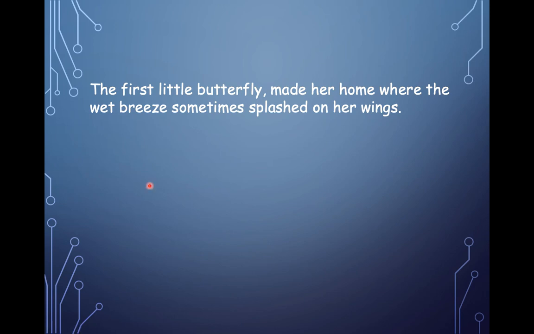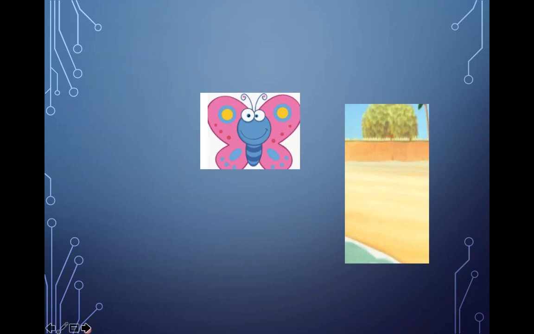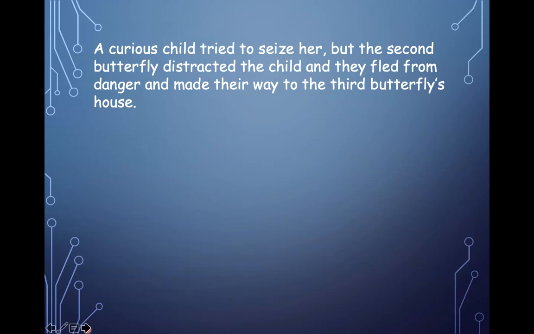The first little butterfly made her home where the wet breeze sometimes splashed on her wings. The wet breeze sometimes splashed on her wings. I'm thinking, okay, water. So she must live near the water. Where would the character live? I'm thinking the character is near the beach. I'm right. You're right too. I know you were thinking that same thing. Let's read more about our story.